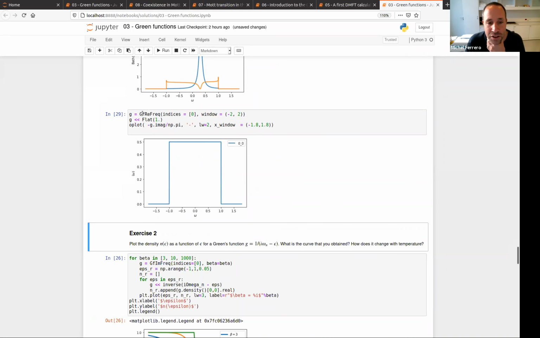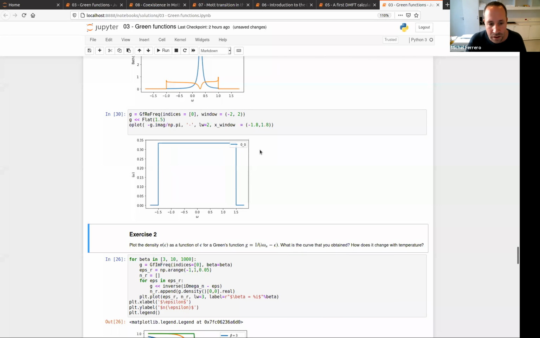So I define a green function. I didn't take a block one, I just took a 1 by 1. I initialize it with a flat density of states, and here I plot the associated spectral function. And as you see, this is a flat density of states from -1 to 1. If I had put 1.5 here, then you would have something that goes from -1.5 to 1.5.